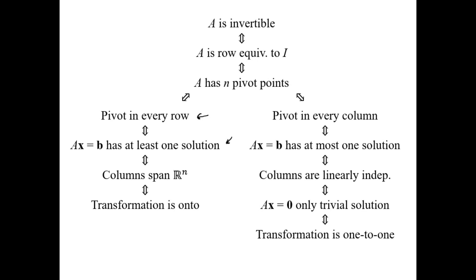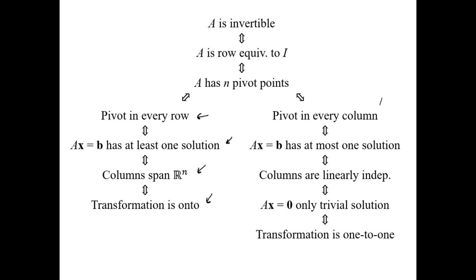If there's a pivot in every row, that told us that no matter what B we pick, there is a solution. No matter what B we pick, there's a solution. That's the same as all the columns spanning all of Rn, and we call that an onto transformation.